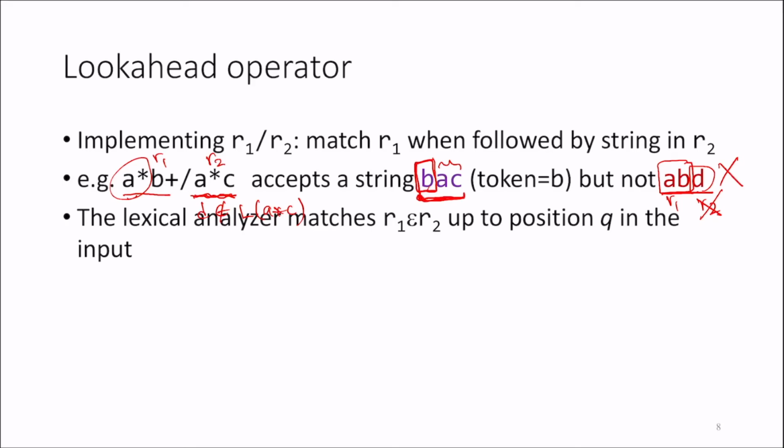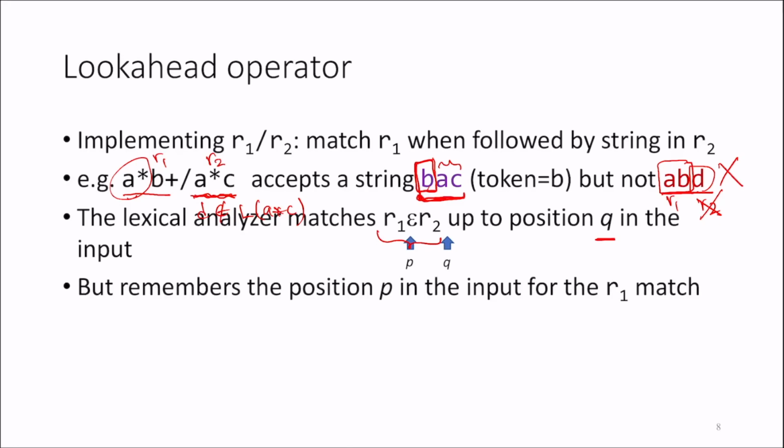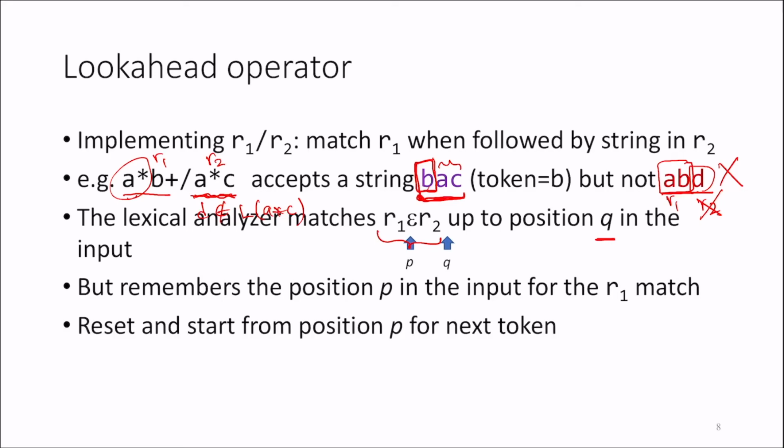So the way to do this is to match R1 epsilon R2. So just create an NFA for the concatenation of R1 and R2, and you match up to a position Q in the input. So here's position P, and this would be position Q, right? So it matches all the way up to position Q, which is after the R2, but it remembers that position P, which was just for the R1 match. And then it gives you a token definition for R1, and then it resets. The next start position will be P and not Q. So the next token definition will start reading the string after position P.